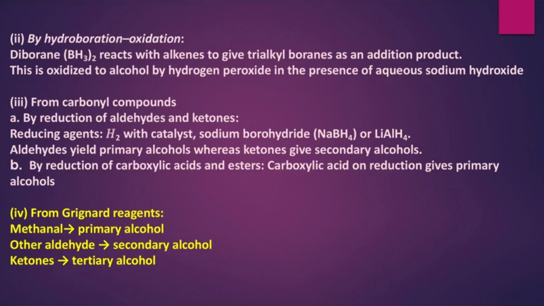And the last one is from Grignard reagent. Very important reactions of Grignard reagent. One is this one: Grignard reagent reacts with methanal followed by hydrolysis gives primary alcohol. Grignard reagent reacts with any other aldehyde followed by hydrolysis gives secondary alcohol. Grignard reagent reacts with ketones followed by hydrolysis gives you tertiary alcohol.